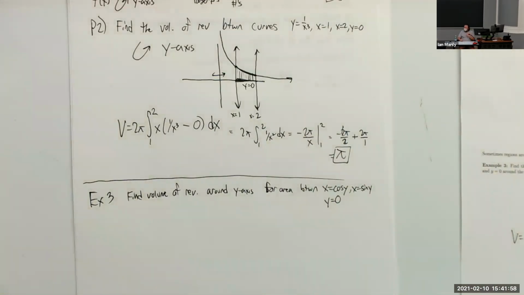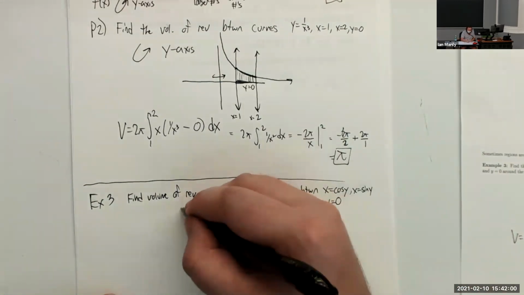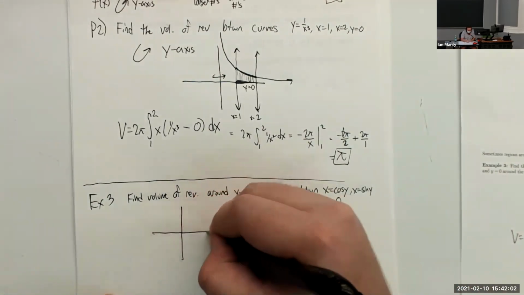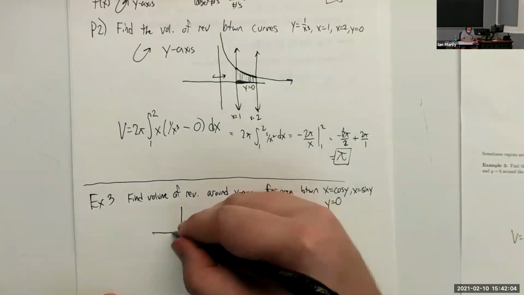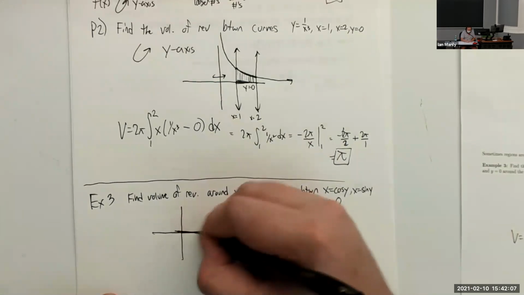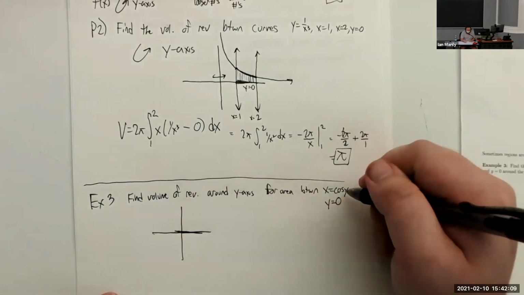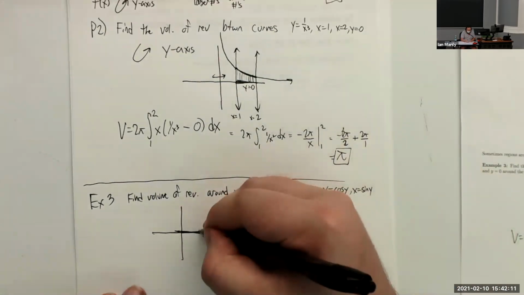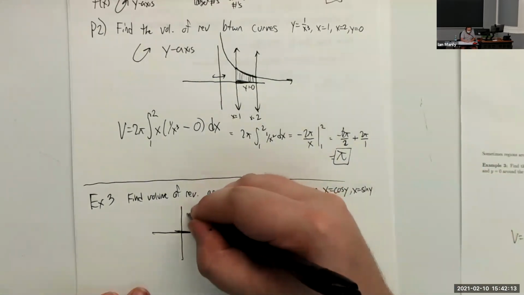All right, so as for any of these problems, what we're going to do is draw a picture. Well, we know where y equals 0 is. That's going to be down here. That's not an issue. Now, x equals cosine of y, that's going to look something kind of like this.